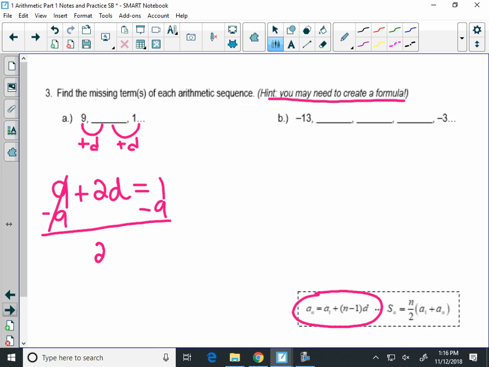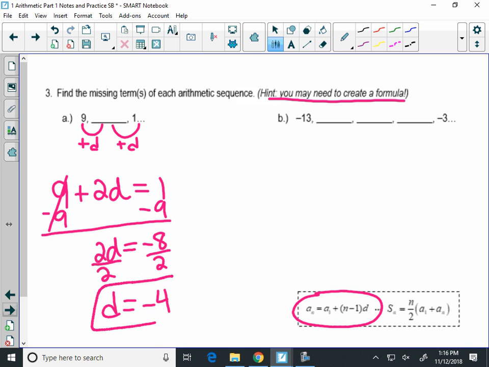So I have 2d equals negative 8. So what is your common difference here? Negative 4. So that means you're actually subtracting 4 each time. So if I start at 9 and I subtract 4, Jamie, what did I get? 5. 5. And then you can double check because if I subtract 4 from 5, you get 1. Does that make sense?